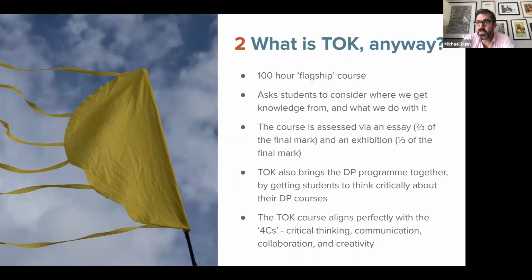We are not assessed, as you'll probably be aware, with an exam at the end of the course. Students write an essay, which is 2/3 of the final mark, and they also design an exhibition, which is 1/3 of the final mark. The exhibition is a kind of public event. It's when they present 3 different objects, which they link to an IA prompt, and they link it to aspects of the course, which again, I'll come back to in a second.